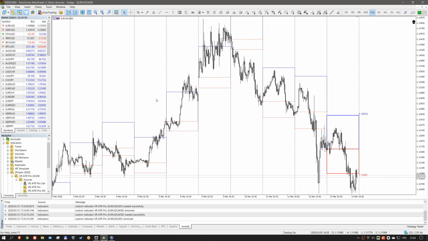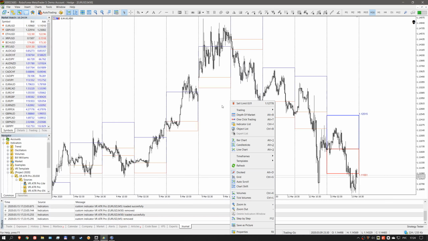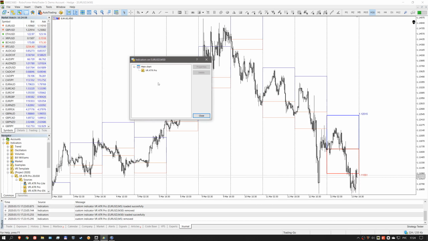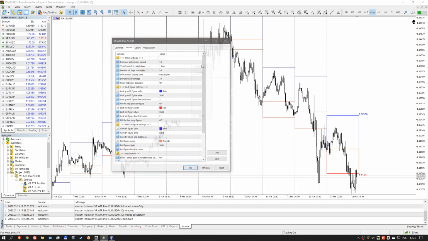So, now let's get to settings. The indicator has versions for two terminals, MetaTrader 4 and MetaTrader 5, but it is exactly the same in both terminals. So, the settings.